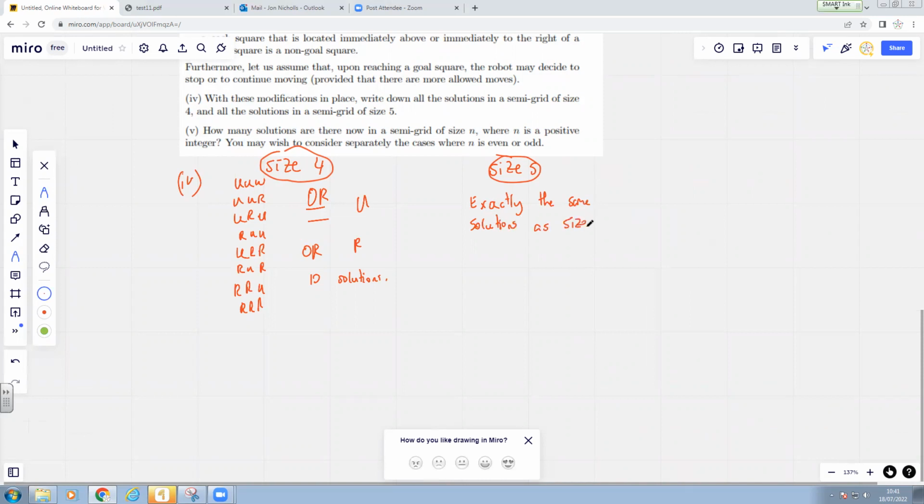So you can get kind of up to here in this problem and think, well, I haven't really done much work yet. But remember, they never tell you how many marks each part of the question is worth. And I think they did save a juicy amount of marks for part 5, which would explain why this was a little bit more straightforward. So, part 5, how many solutions are there now in a semi-grid of size n, where n is a positive integer? You may wish to consider separately the case where n is odd or n is even. That seems sensible. So, let's say n is even first.